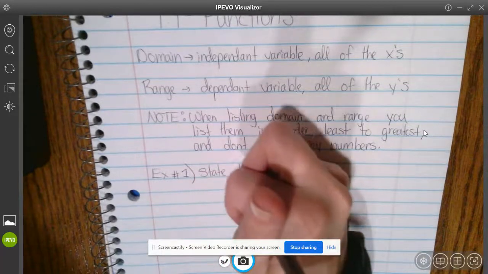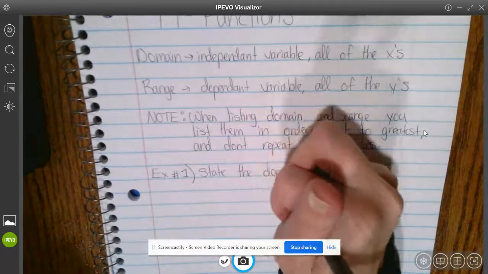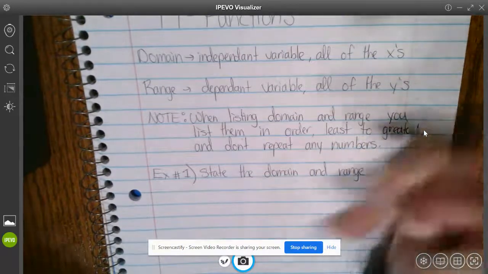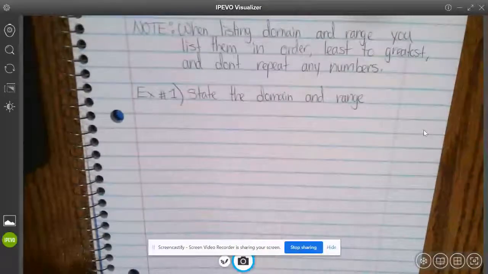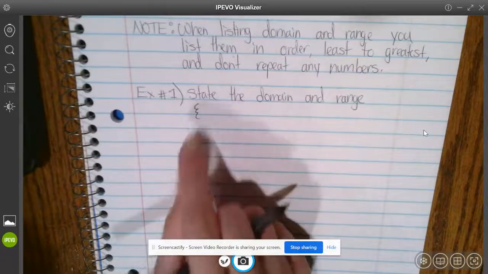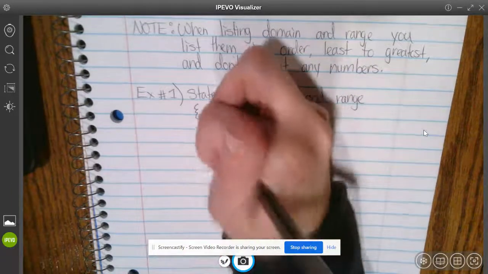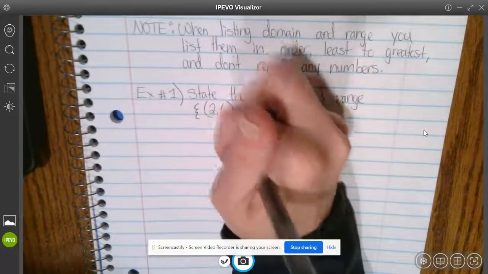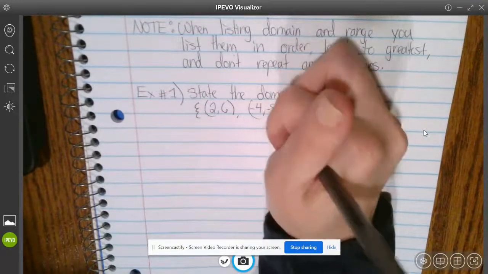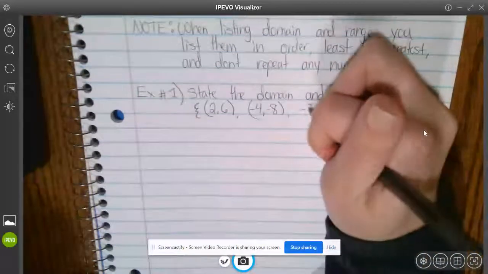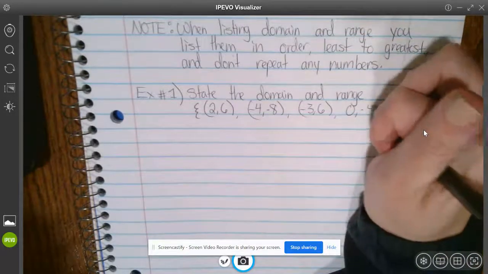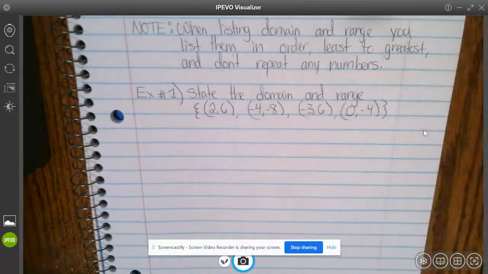Okay, so example number 1. State the domain and range. We've got this bracket or brace, I can't really remember. We have (2, 6), (-4, -8), (-3, 6), and (0, -4), and then we end it with a brace.